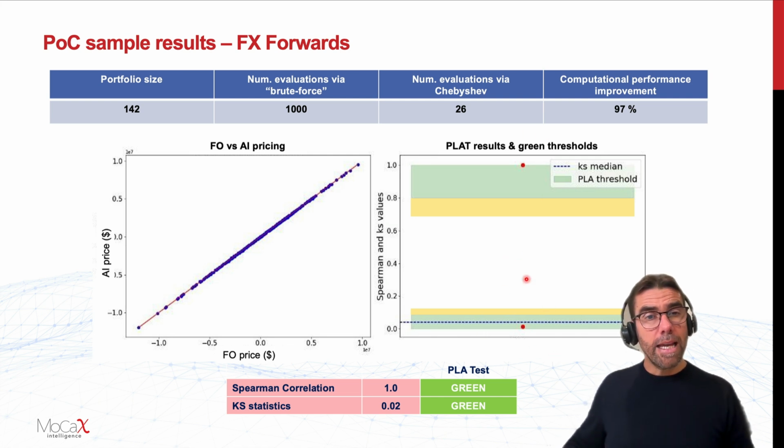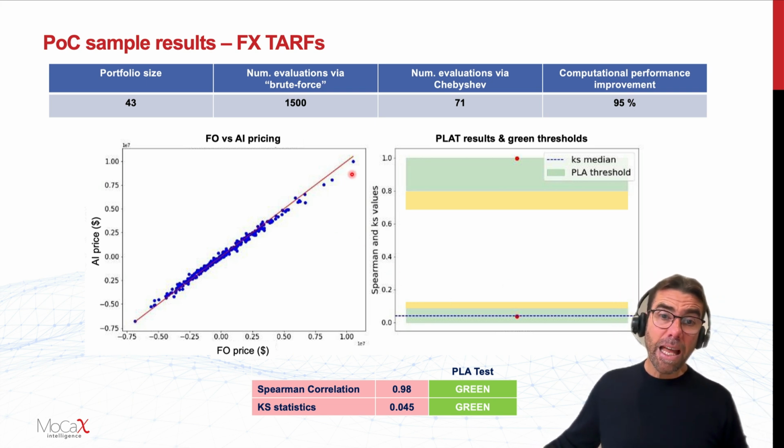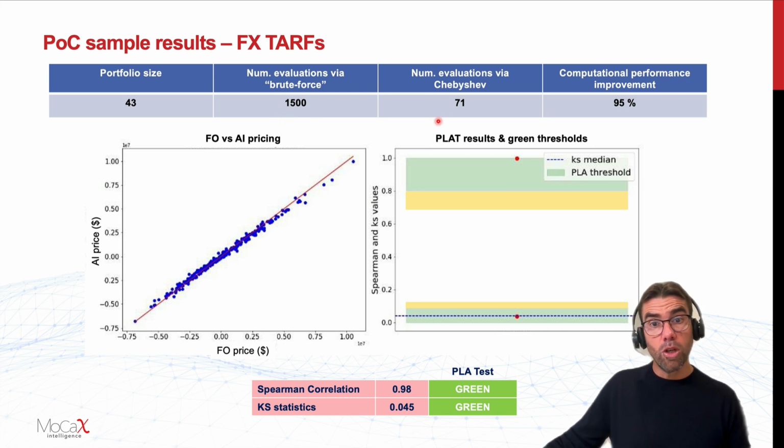Going to the more interesting stuff, FX options. Again, the prices are nicely in a straight line. From the 1,500 scenarios in which, if we did this brute force, we had to price the portfolio, we only priced it in 71 smart Chebyshev scenarios. And with this information, we could reproduce all the prices. And the P&L attribution tests were well in the green zone as well.